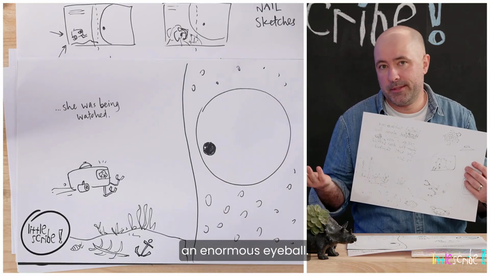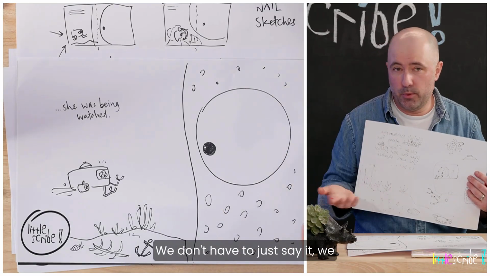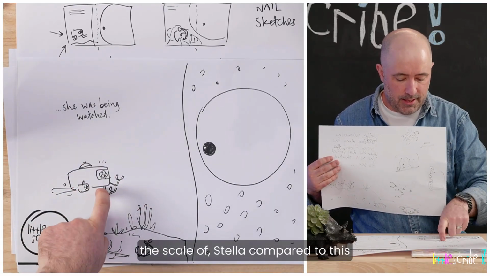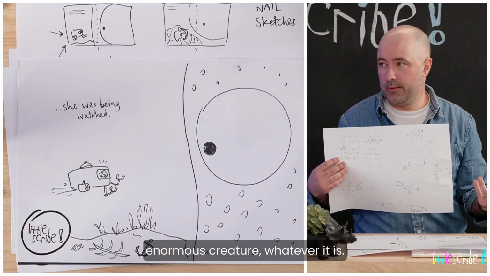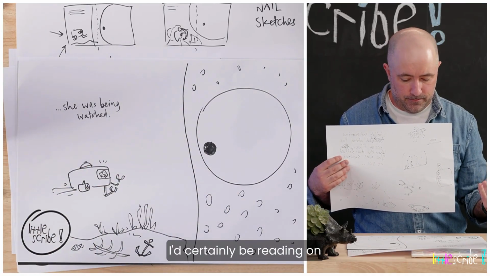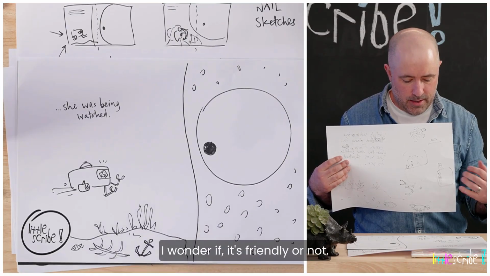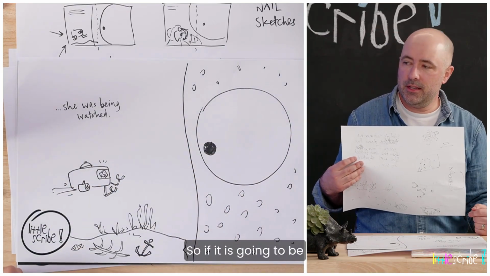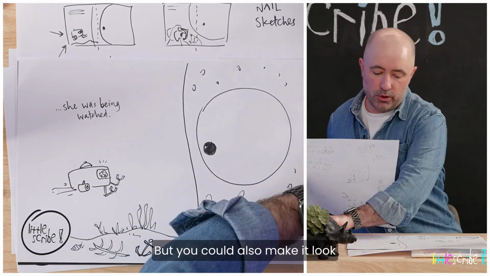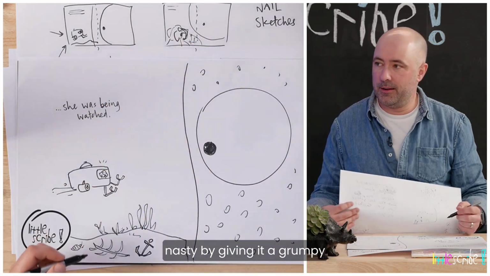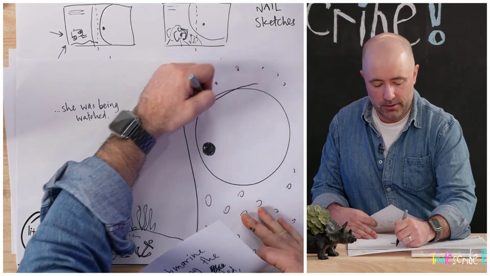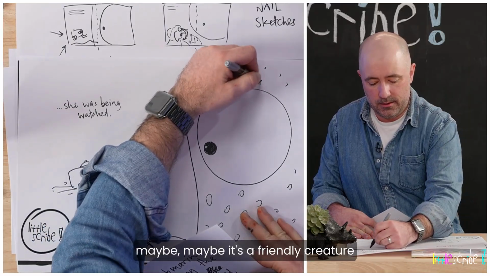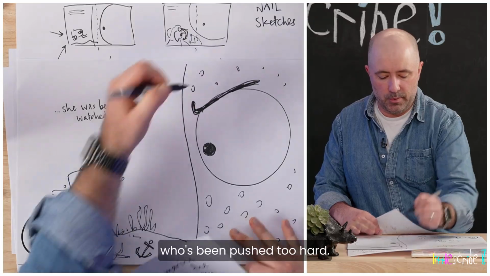And so in that way, the illustrations tell the rest of that. We can see there is an enormous eyeball. Yep. We don't have to just say it, we can show it in our illustration. And this gives us a great idea of the scale of Stella compared to this enormous creature, whatever it is. I'd certainly be reading on to find out what that eyeball was. I wonder if it's friendly or not. It's got a lot of curves on it so far. So if it is going to be nasty, I'm not sure. But you could also make it look nasty by giving it a big grumpy eyebrow if you wanted to. Maybe it's a bit fierce because maybe it's a friendly creature who's been pushed too hard.